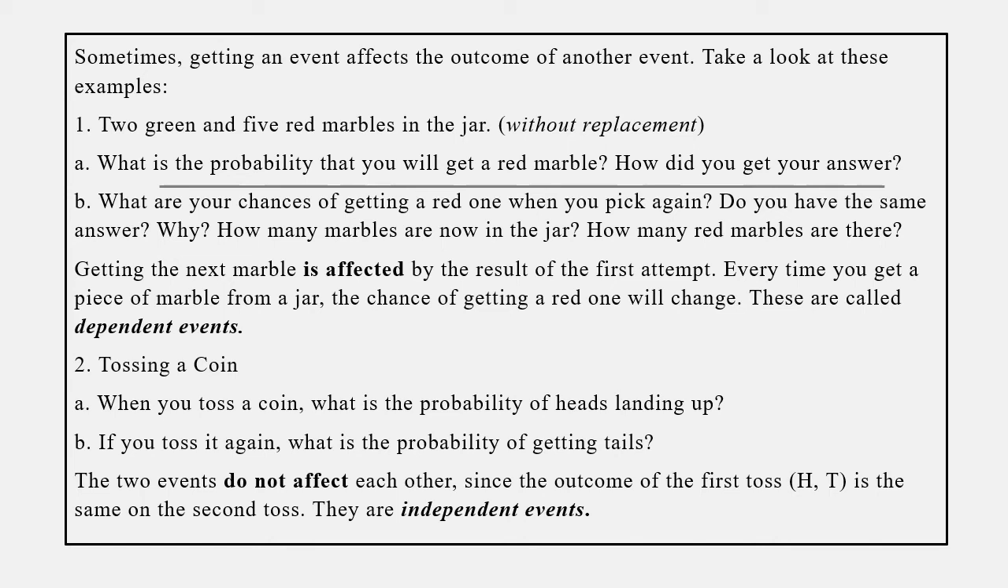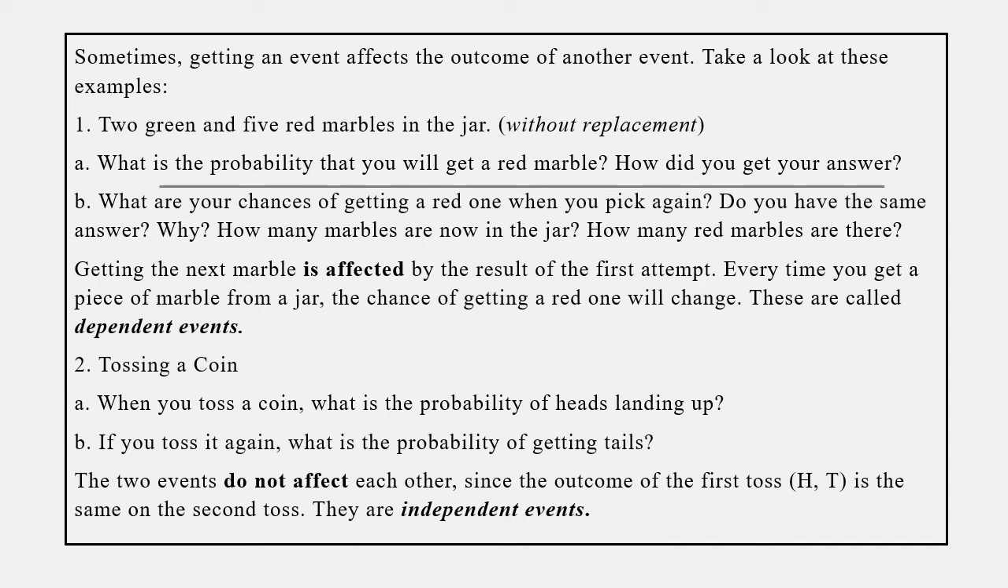Sometimes getting an event affects the outcome of another event. Take a look at these examples. 2 green and 5 red marbles in the jar, without replacement. What is the probability that you will get a red marble? How did you get your answer? What are your chances of getting a red one when you pick again? Do you have the same answer? Why? How many marbles are now in the jar? How many red marbles are there? So getting the next marble is affected by the result of the first attempt. Every time you take a marble from the jar, the chance of getting a red one will change. These are called dependent events.